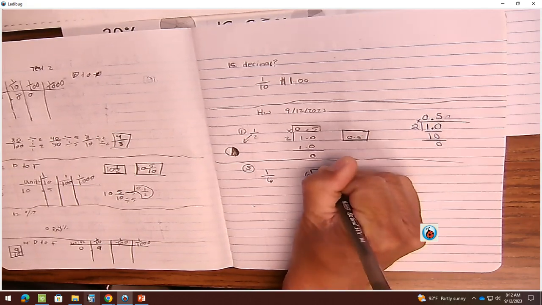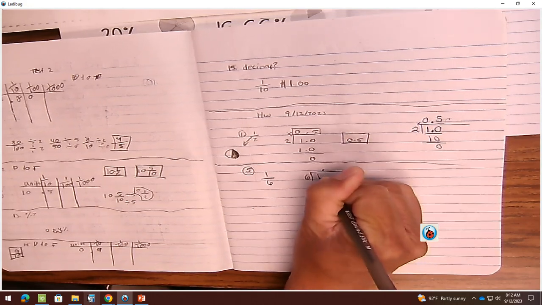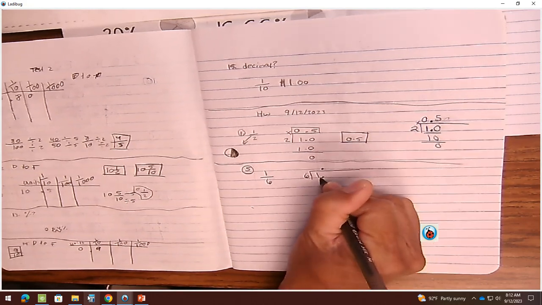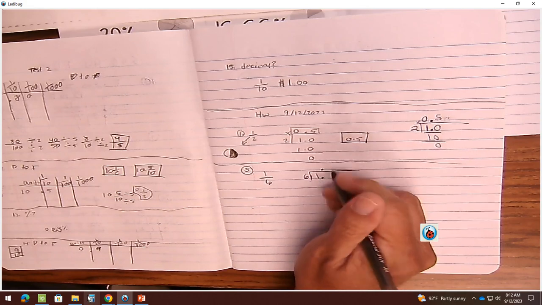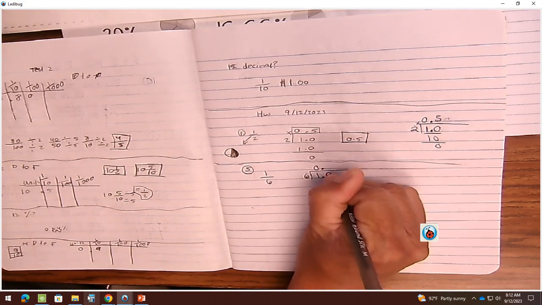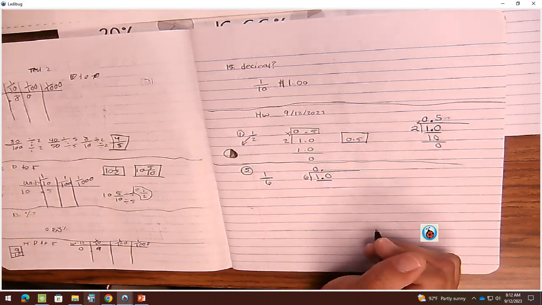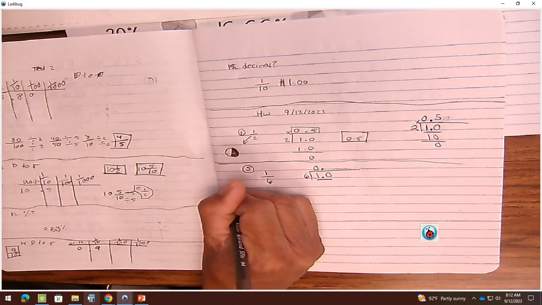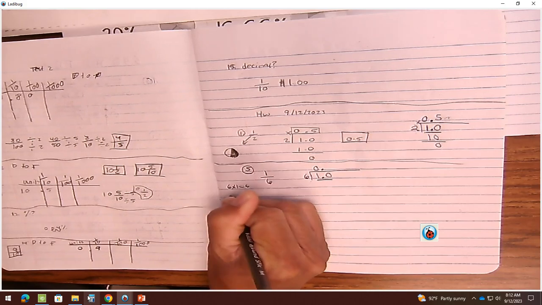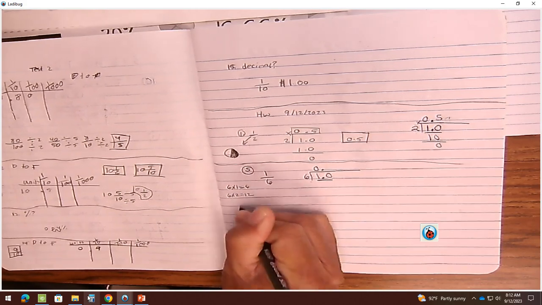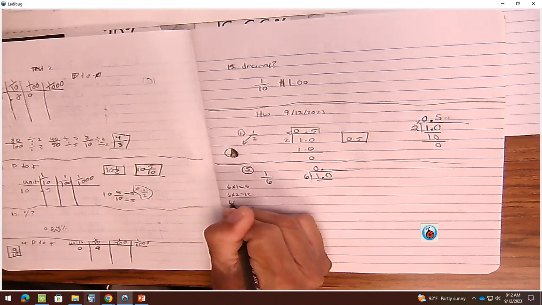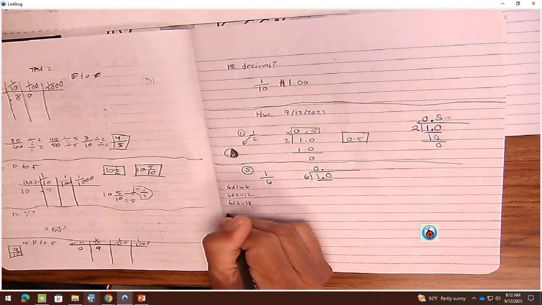Put your decimal quickly, and here we go. 1, is that enough for 6? No. Put a 0. 10, is that enough for 6? Yes. So I can do my times tables of 6. 6 times 1, 6. 6 times 2, 12. If I do not know my times tables, do them on the side, ni modo.